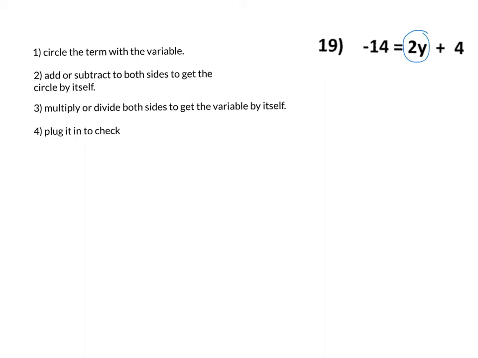Now we got to get that circle by itself. So I'm going to do the inverse of plus 4, which is minus 4. Do that to both sides. Gives you negative 18 is equal to 2y. And then divide both sides by 2. Negative 9 is equal to y.